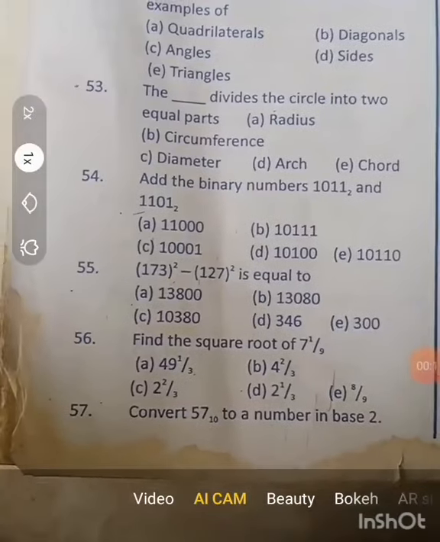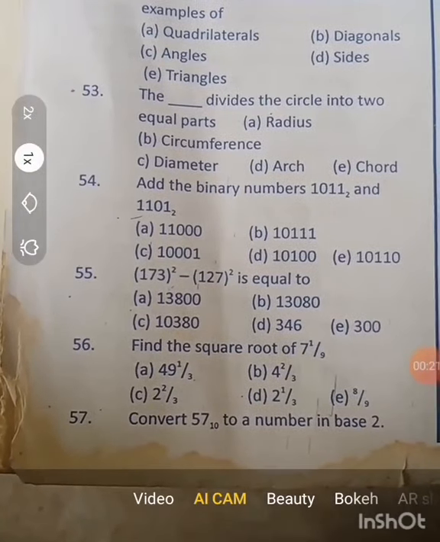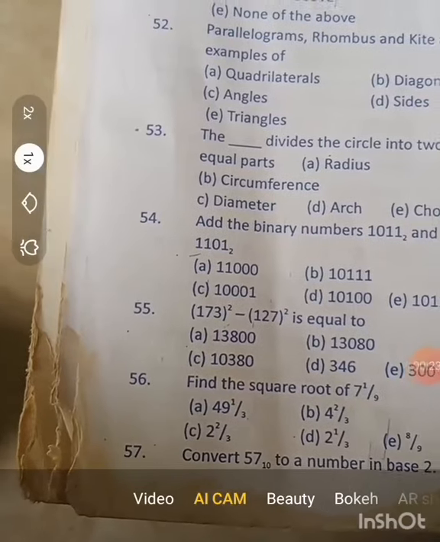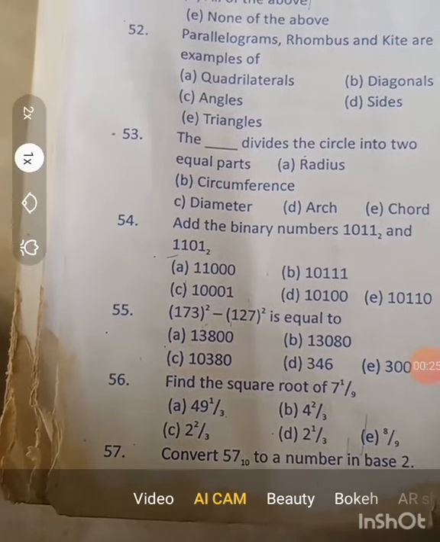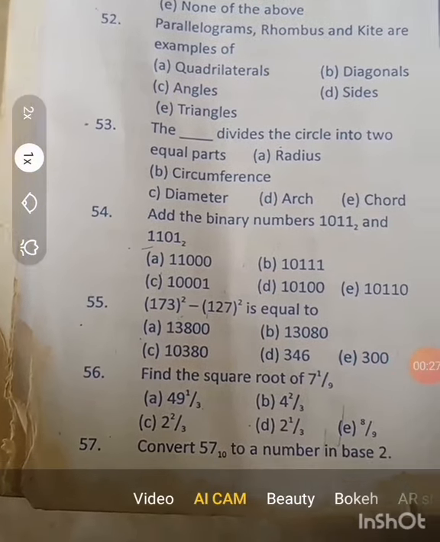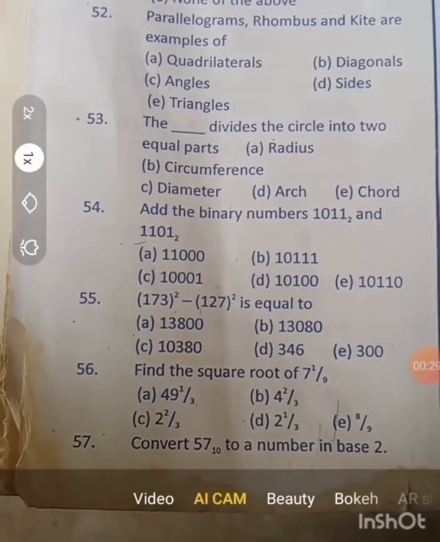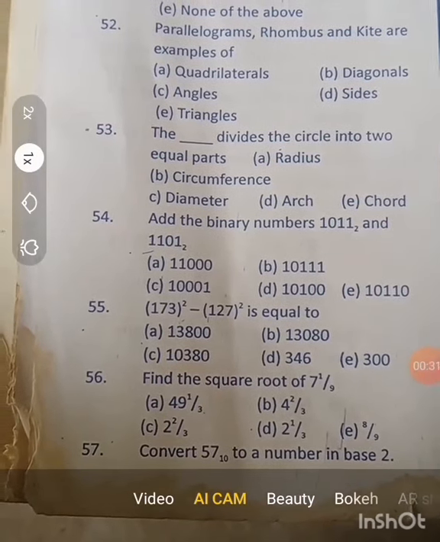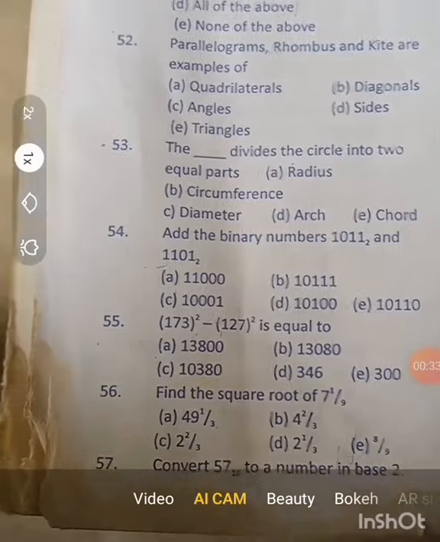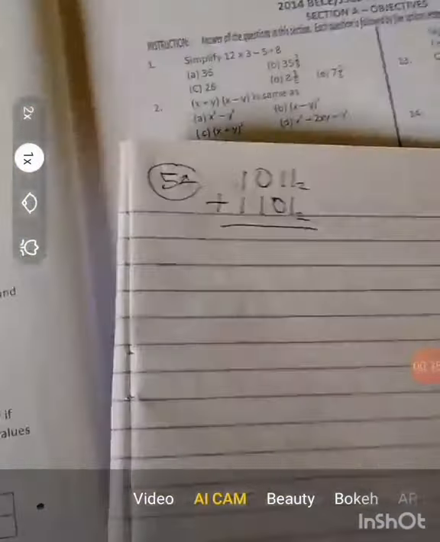Number 54, binary. Add the binary numbers 1011 base 2 plus 1101 base 2. So I've written that already just for us to add them up. Don't forget we are adding in base 2.